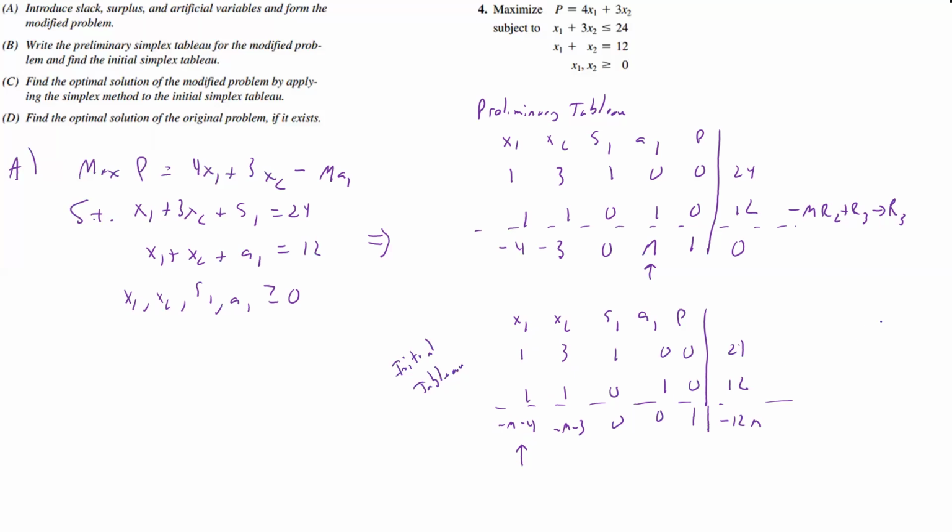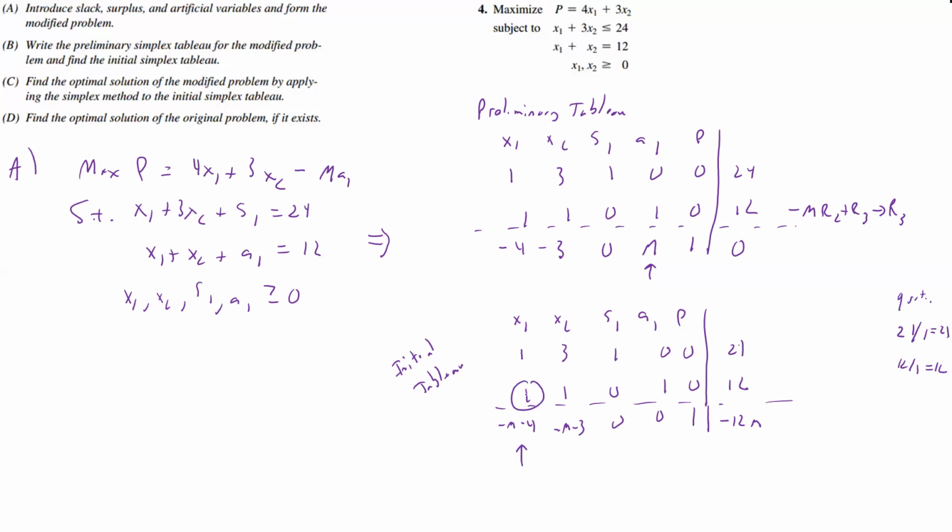And so now we have to figure out our quotient. Our quotient is going to be what? Well, it's going to be 21 divided by 1, which is 21, and 12 divided by 1, which is 12. So it looks like that's going to be our pivot point.